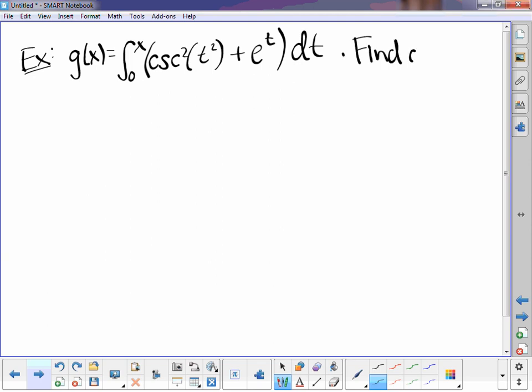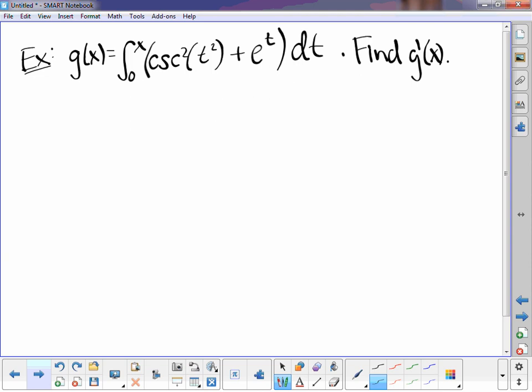Alright, find g prime of x. That's kind of an important piece. So g of x is this crazy integral dealing with cosecants and exponentials that we haven't even learned how to integrate nor take the derivative of. And I want you to find the derivative of this.